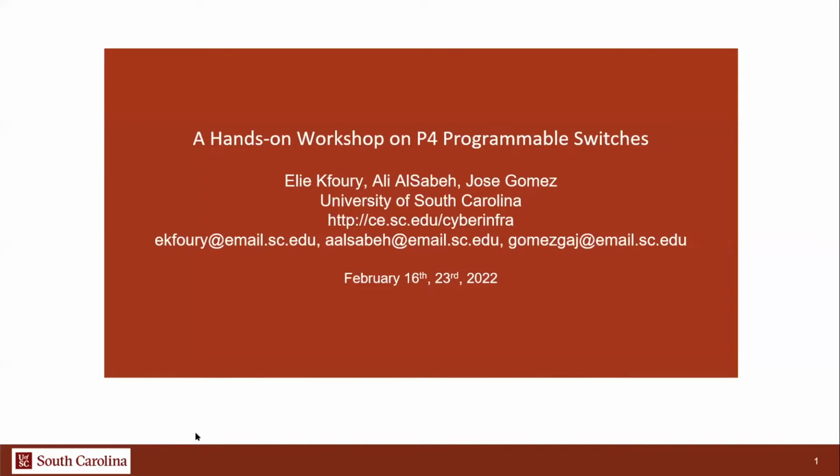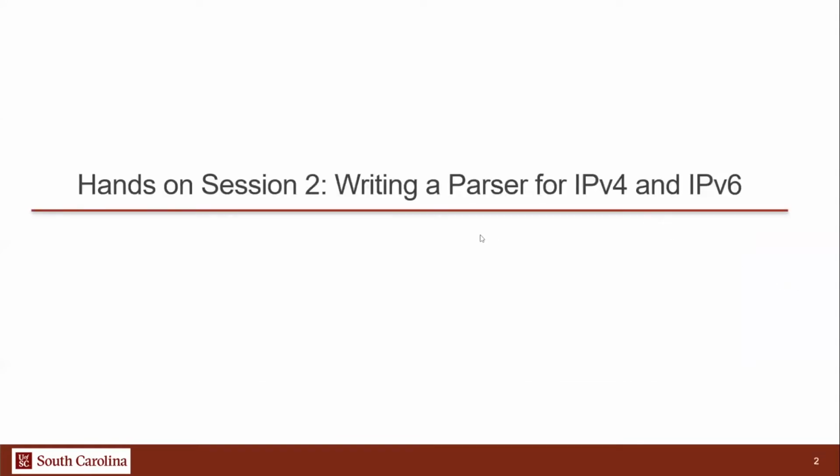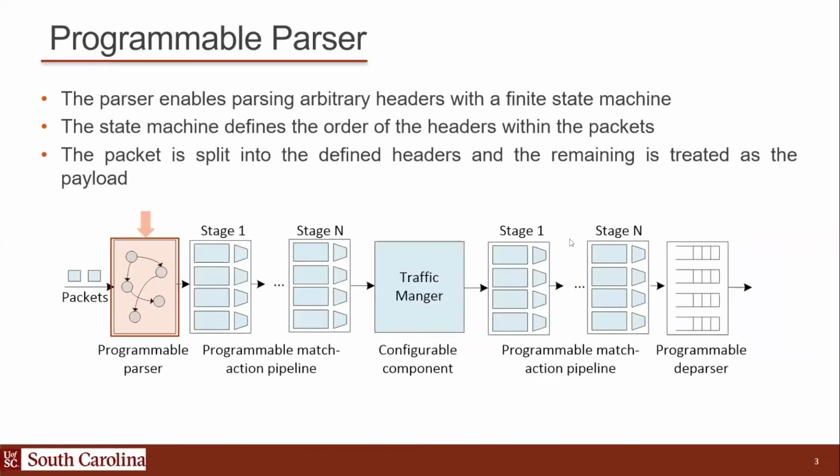Okay. So now in the second part of the hands-on, we will see how we can implement the parser. We will be writing a parser for IPv4 and for IPv6. So going back to the original figure that shows the pipeline, we are now working in the first element here, which is the programmable parser. Now, it's a programmable parser. This means that it allows you to parse arbitrary headers, and it has a finite state machine.